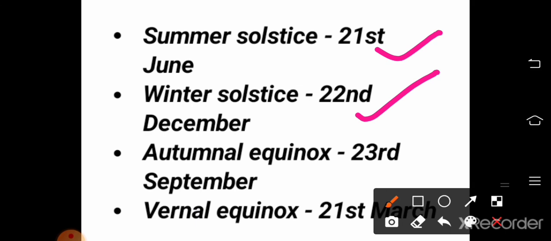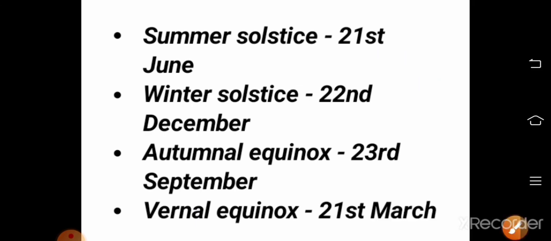Then equinox means equal nights and equal days. That means the position of the earth is much closer than on the other days. So the direct sunlight from the sun falls on the equatorial region. So both hemispheres experience the same day and the same night, meaning the duration of day and night will be almost equal. So these days are 23rd of September and 21st March. They are known as autumnal equinox and vernal equinox.